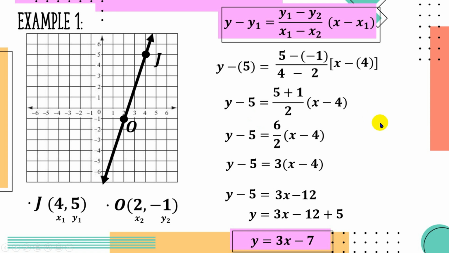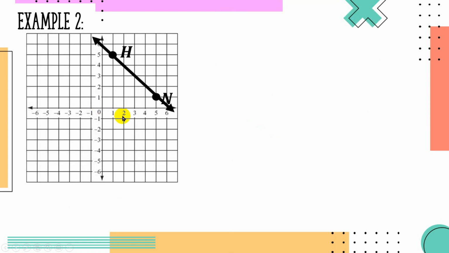Let's have our example number 2. So, for example number 2, meron po ulit tayong graph. We have here the graph of a line downward from left to right. So, expected ng slope natin is negative, and we have here two identified points, point H and point N. So, from here, we have to know what are the coordinates of these points.